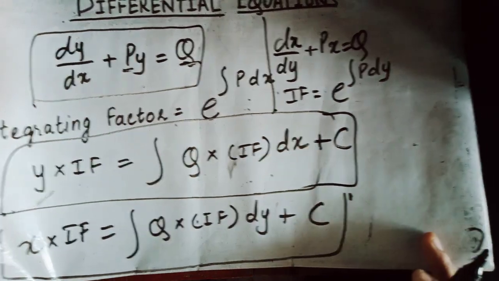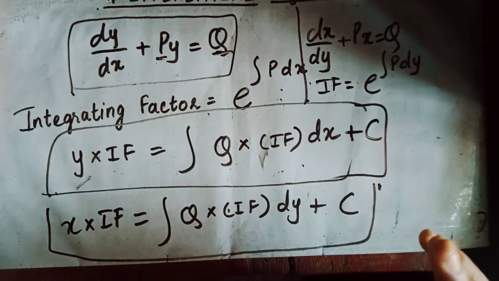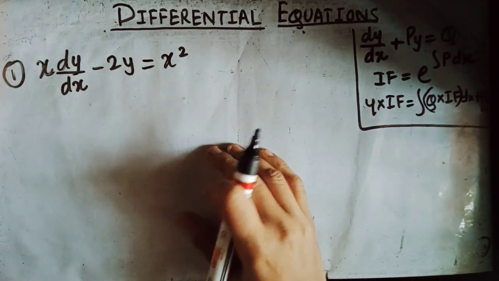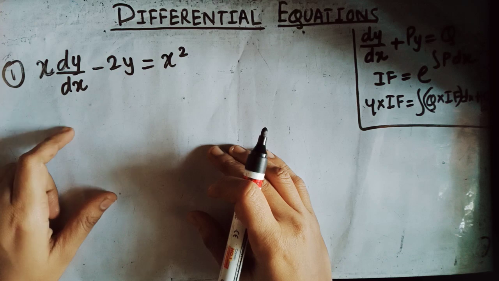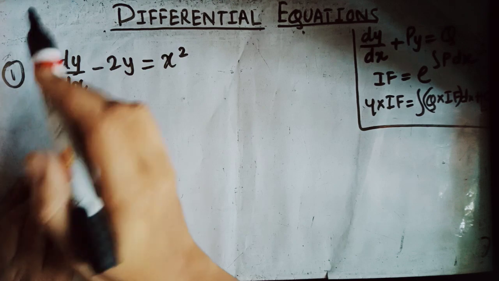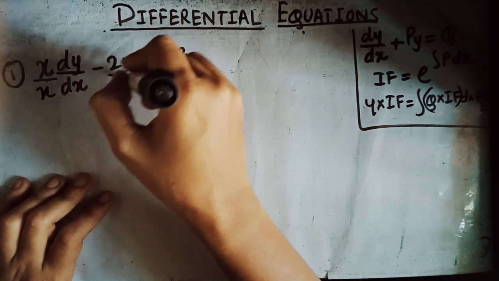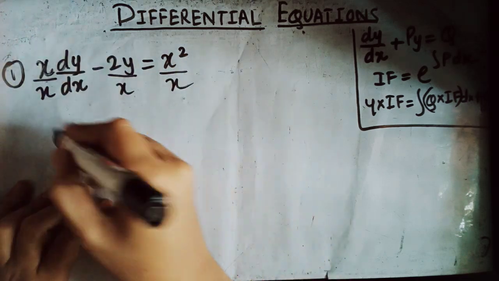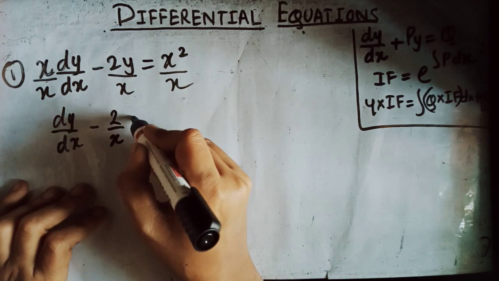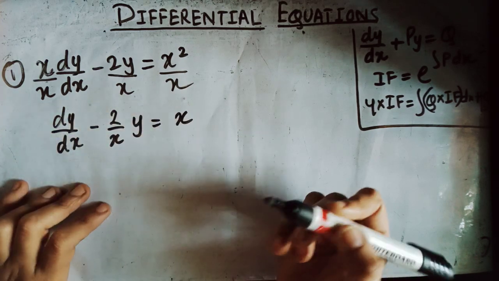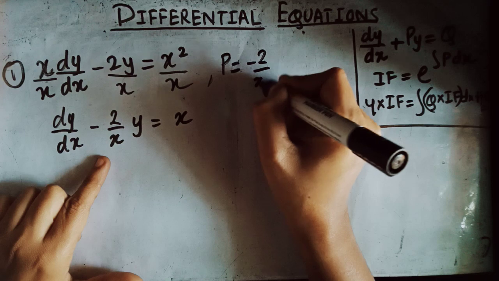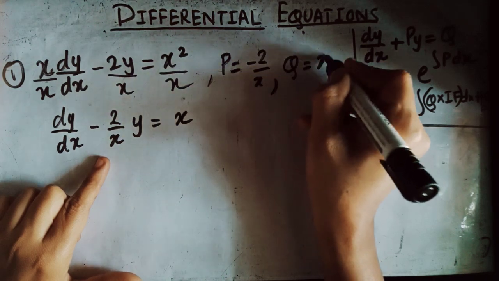So let's take one example. Let's solve this. First you have to get it in the form dy by dx plus py equal to q. We don't want this x here, so divide the whole equation by x. Then you will get dy by dx minus 2 upon x y equal to x. So your p is minus 2 upon x, and your q is x.